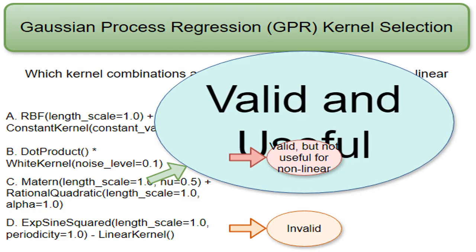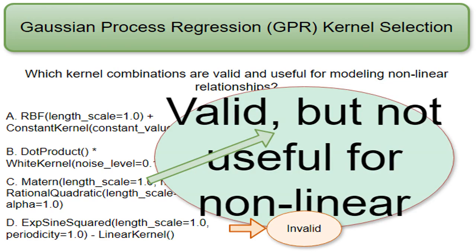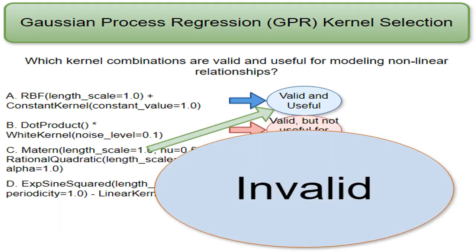This describes options A and C above. Both options use appropriate kernels that accurately model nonlinearity and are mathematically sound within the context of GPR. This is option B. While the combination is mathematically valid, it doesn't capture nonlinearity effectively. This describes option D. Subtracting kernels is not permitted in GPR, and thus the approach is incorrect.